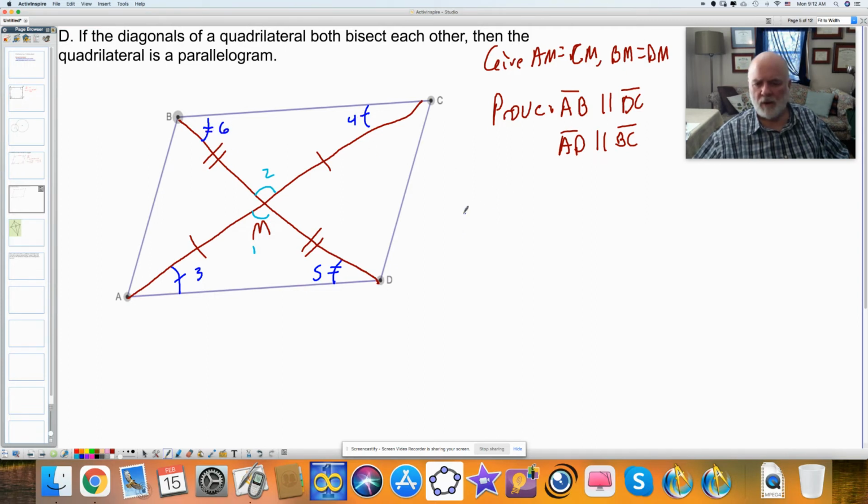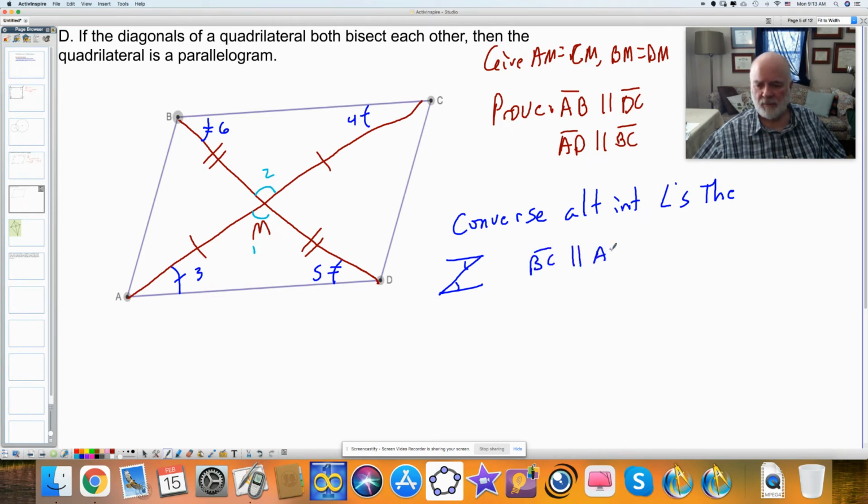Now, we know that a transversal crossing parallel lines forms congruent alternate interior angles. That's the alternate interior angles theorem. The converse of that, which we have also proved, says that if alternate interior angles are congruent, then the lines are parallel. Since angles 3 and 4 are congruent, these two lines must be parallel. That is, BC has to be parallel to AD.